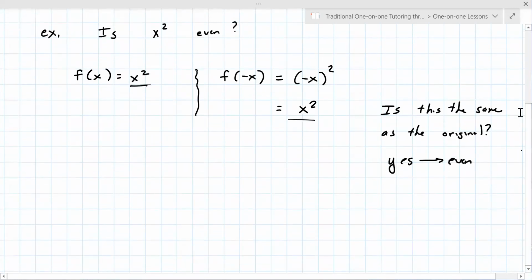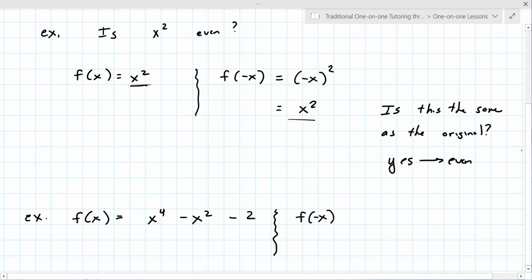Okay, so let's do some other ones here that maybe aren't as obvious. Let's say in the next example I say f of x equals x to the fourth minus x squared minus 2. And I ask the same question: is this even? Well, your response is, let me try f of negative x. Wherever I see an x, let me put a negative x. So negative x to the fourth minus x squared minus 2.